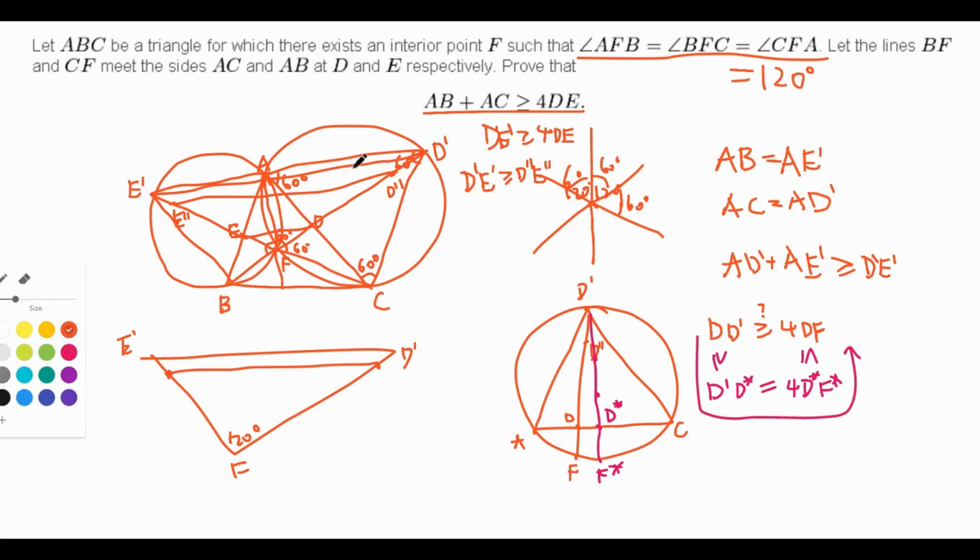So we finally have that D double prime is between D and D prime, and E double prime is between E and E prime. So that means that D prime E prime is greater than or equal to D double prime E double prime, which means that D prime E prime is greater than or equal to 4DE, which means that AB plus AC is greater than or equal to 4DE, and we are done.